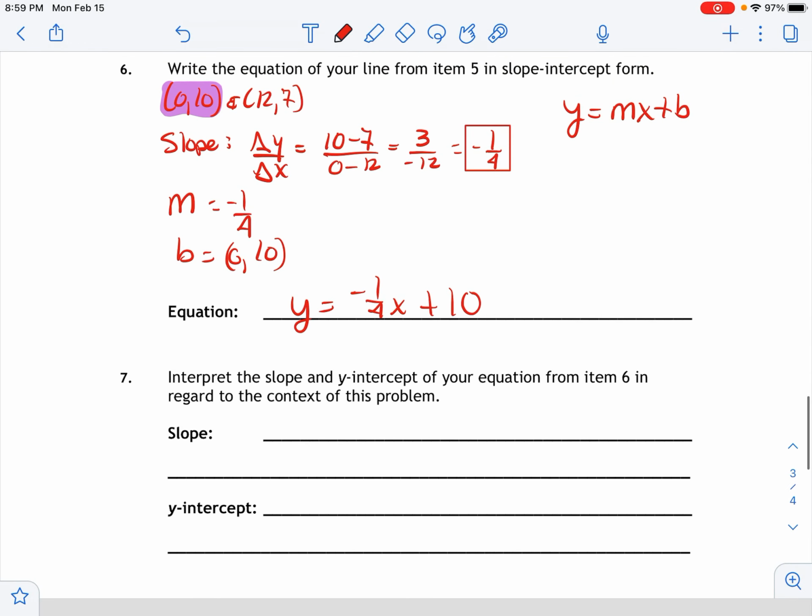So for number 7, we need to interpret our slope and our y-intercept. So remember, for slope, it's negative 1/4. Remember, the top number again is our change in y, and according to our y-axis, that's hours of sleep.